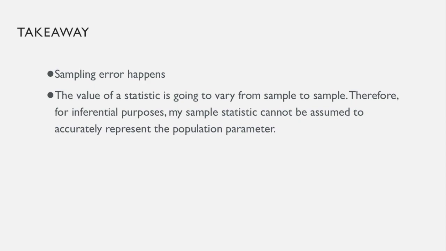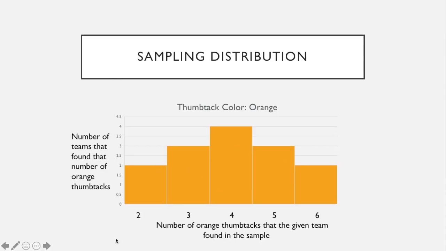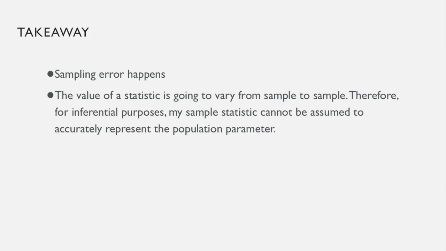So some of the takeaways. Sampling error happens because, remember, we had a lot of variety here. It wasn't like every team was getting the same thing. So when we sample, we don't always get exactly what we're wanting. And the value of a statistic is going to vary from sample to sample. Therefore, for inferential purposes, the statistic cannot be assumed to accurately represent the population parameter.